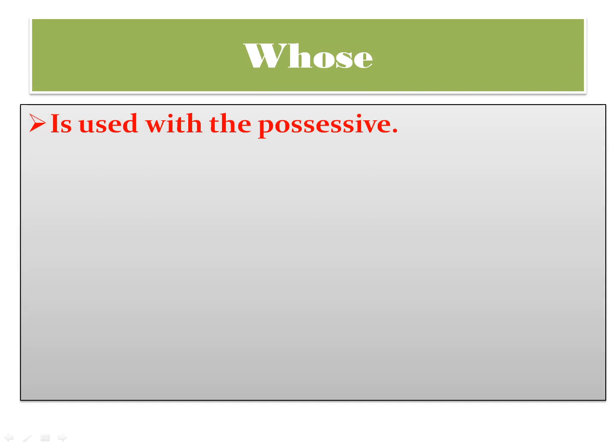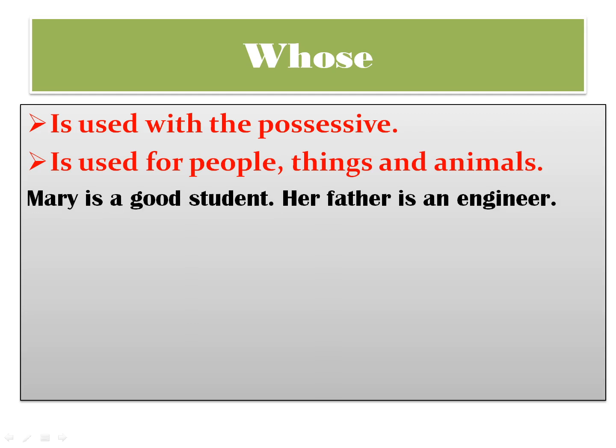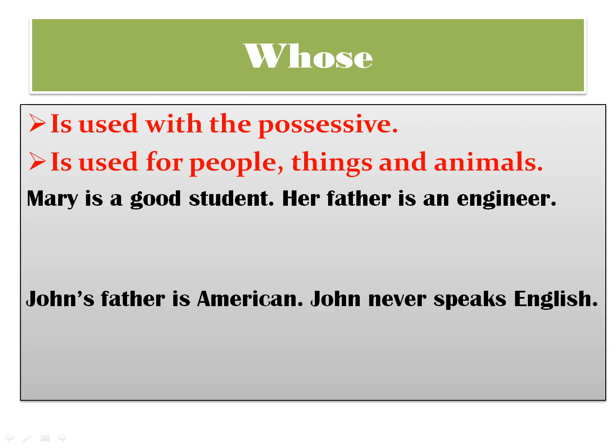Now, whose is used with the possessive. It is used for people, things, and animals. Example: Mary is a good student. Her father is an engineer. Second sentence: John's father is American. John never speaks English. Great.